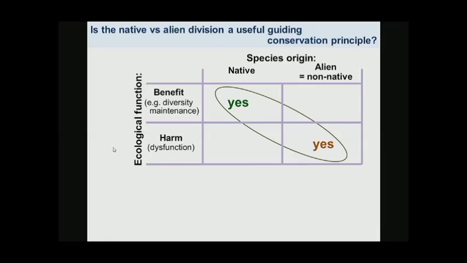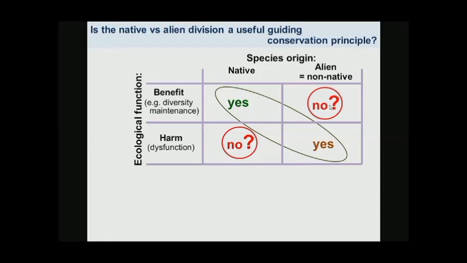So when species interact with other species and influence the ecosystem, they could be considered to be beneficial or harmful. And the idea is that if it's native, it's beneficial. If it's alien or non-native, it's harmful. And going with that is the assumption that if it's native, it's not going to be harmful, and if it's not native, it can't be beneficial.